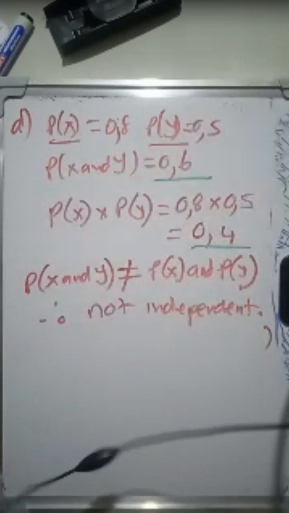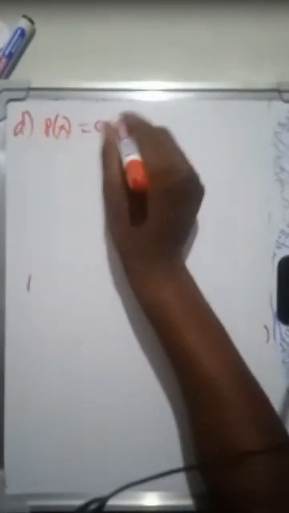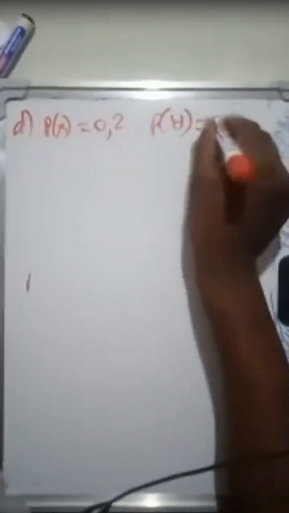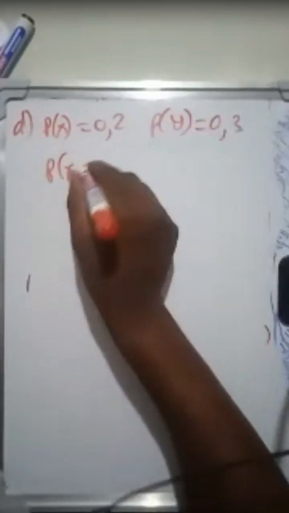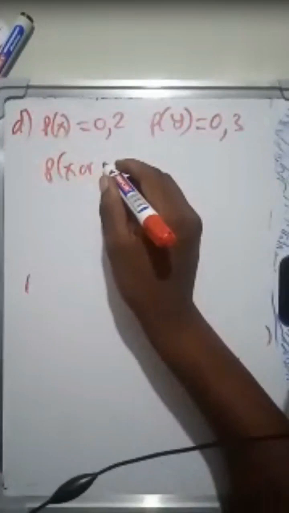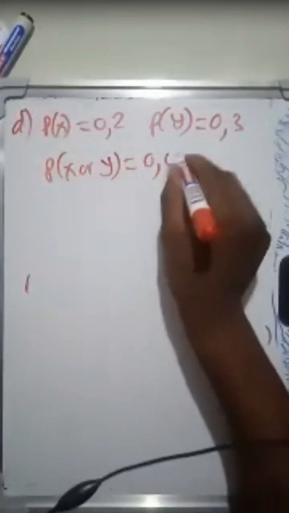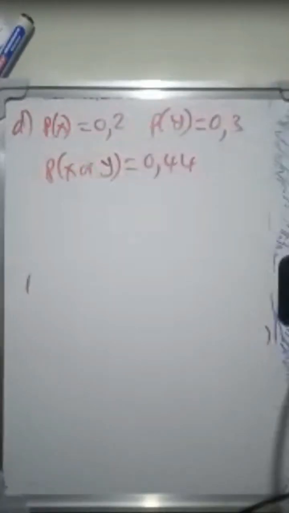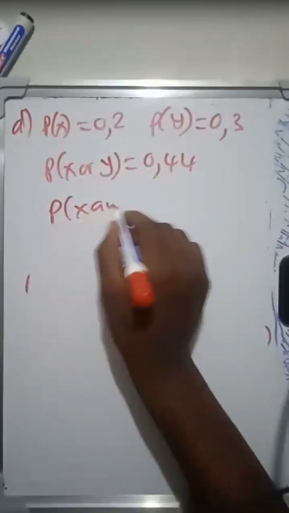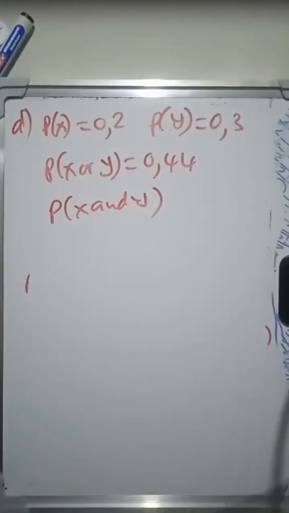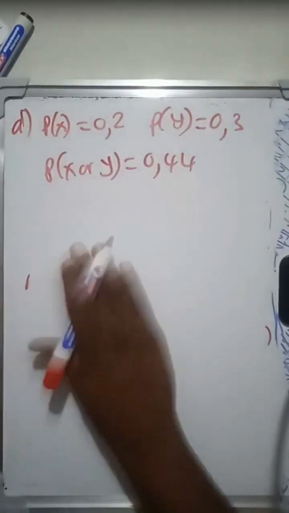The next one, number 2 on D, still on D. It says the probability of X is equal to 0.2, probability of Y is equal to 0.3, probability of X or Y is equal to 0.44. So they want us to check if they are independent or not. Here we have to calculate firstly the probability of X and Y. How do we calculate it? Now we have to use our general rule.